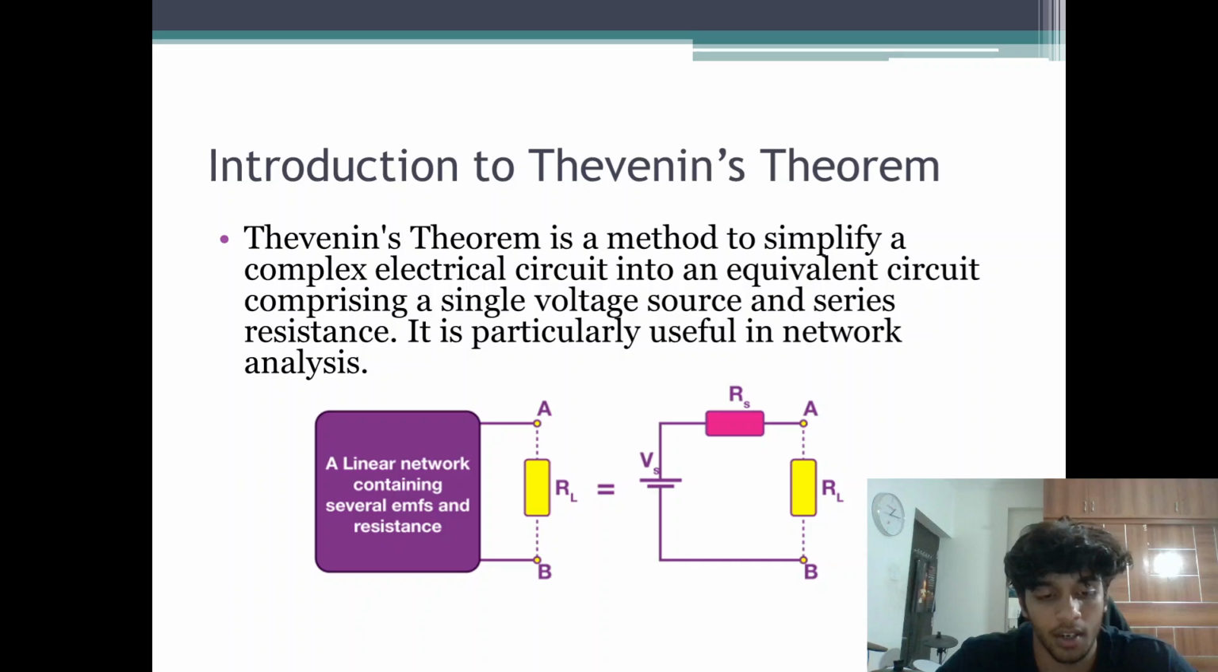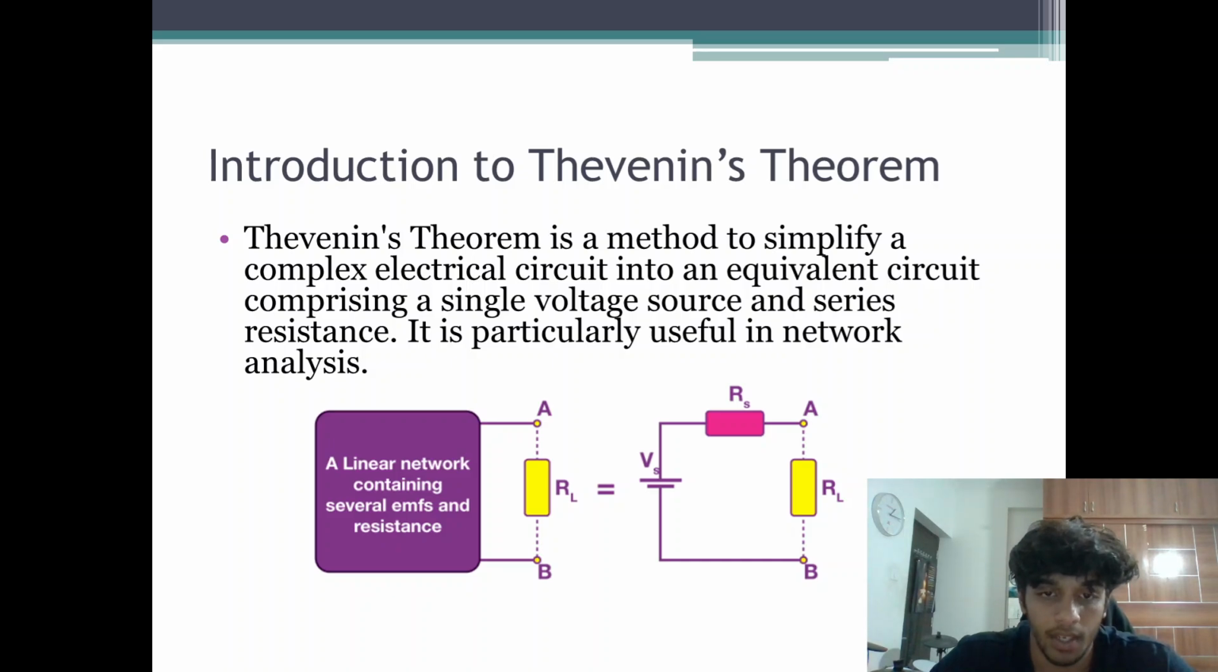So let me repeat it again. It is a method used to simplify electrical circuits. If it's a complex electrical circuit, it's going to simplify it and make it less complicated. So it mainly helps us in replacing a complex network of voltages, current sources and resistances with much simpler equivalent circuits.